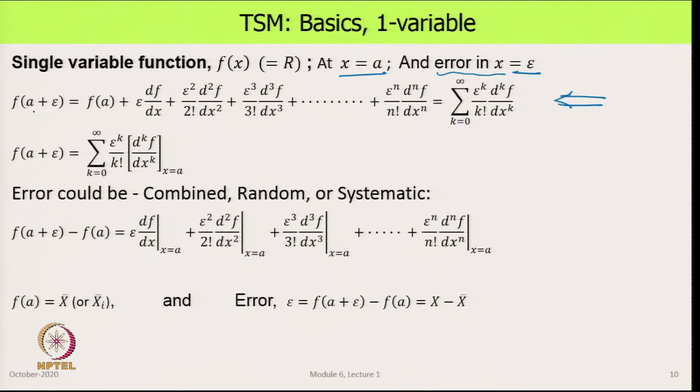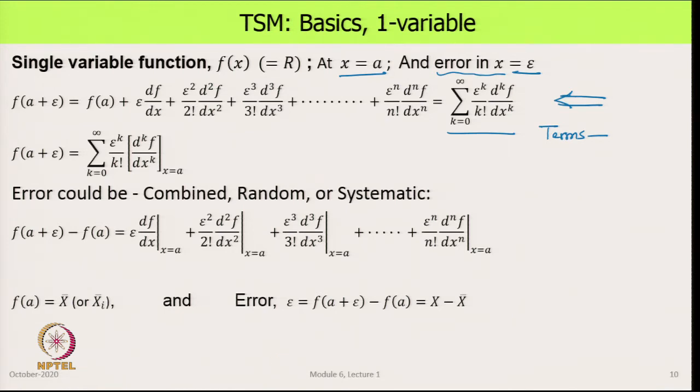So, we say that f of a plus epsilon is f of a, value of the function at a, plus epsilon times df by dx plus epsilon square by 2 factorial, the second derivative of f, and the third derivative, and like that nth derivative. And all of this can be written as a summation epsilon to the power k divided by k factorial, the kth derivative of f with respect to x. And k goes from 0 to infinity. So, it tells you that you can have many terms in this formula.